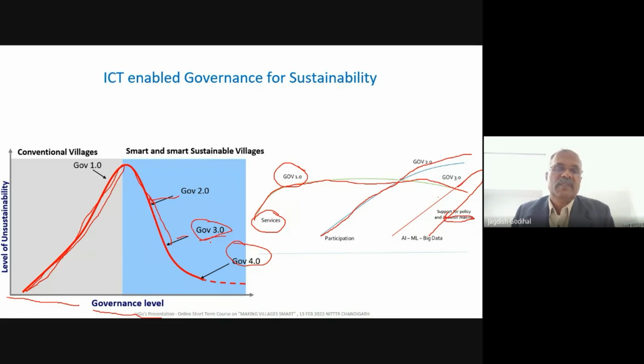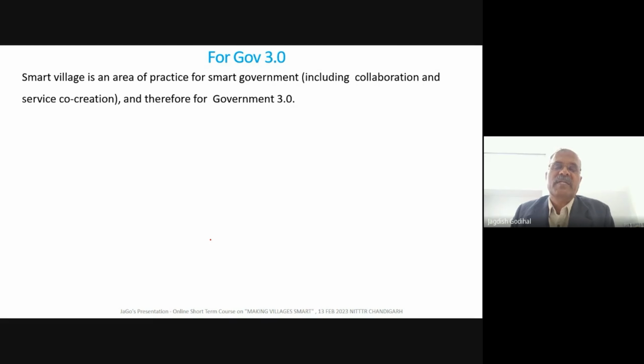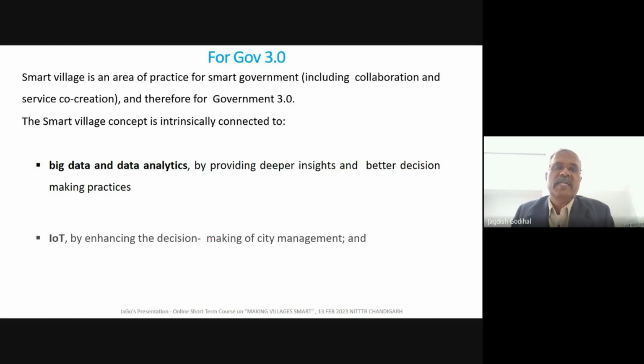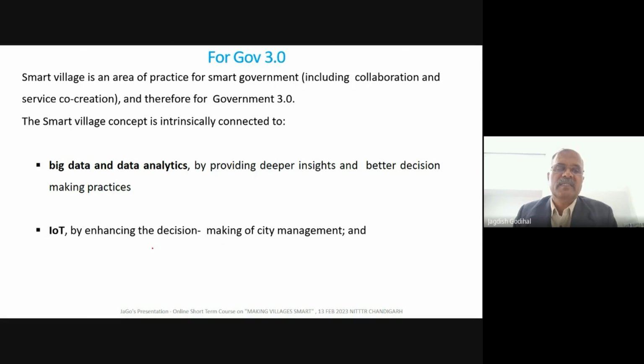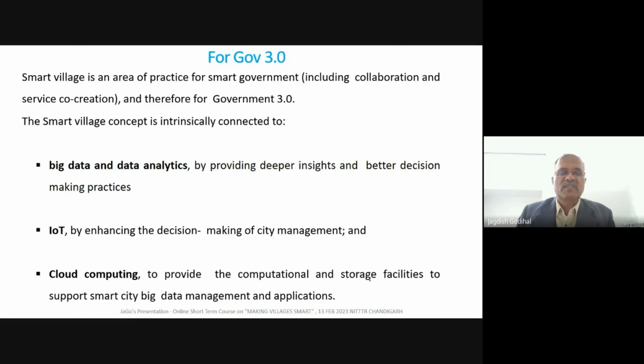Okay, so these are the 3-4 curves. If I want to explain in a better way, for governance 3.0 we talk about big data and data analytics for better decision-making. IoT for enhancing the decision, meaning IoT collects the data, analyzes the data, and if you want to retrieve the data, it gives you the outcome, what to do. Then ultimately everything is stored, providing the computation and storage facility, cloud computing. These are the things required.